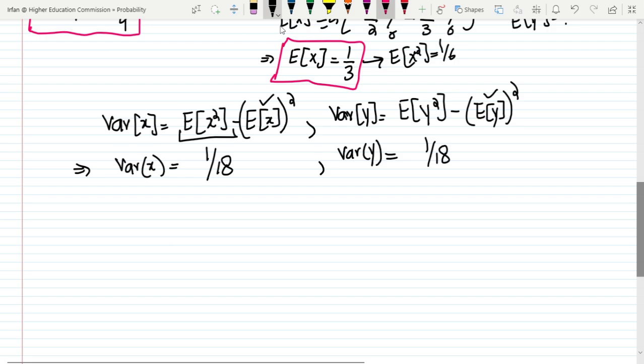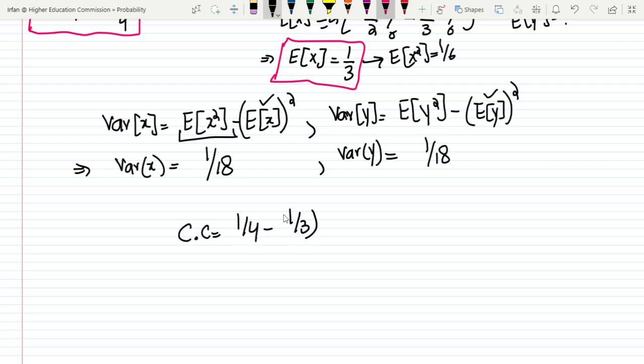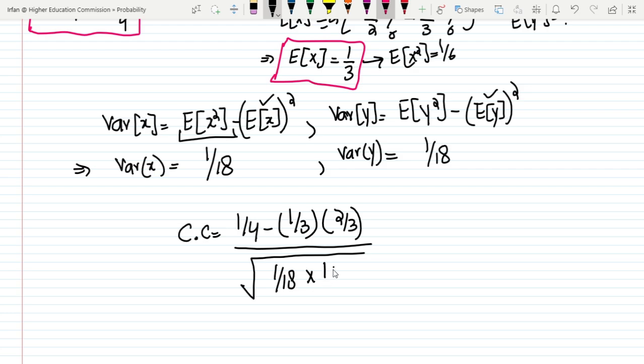So putting all these values here, the correlation coefficient will become: E of xy is 1 by 4, minus E of x, which is 1 by 3, times E of y, which is 2 by 3, whole divided by the square root of 1 by 18 multiplied by 1 by 18. Solving them, ultimately you will get 1 by 2. That is the correlation coefficient which we wanted to find out.